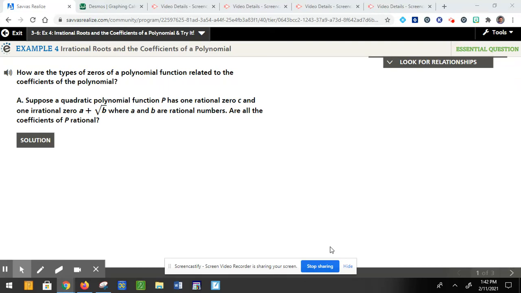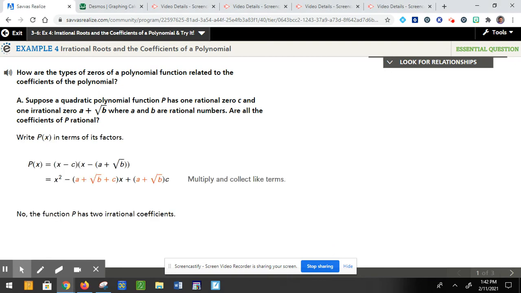Now we're looking at irrational roots and coefficients of a polynomial. So what this one is supposing is, you have one rational zero of a function, which is c, and a second irrational zero, a plus square root b. Are all the coefficients of p rational? The way you can find that is just multiplying the factors back together.